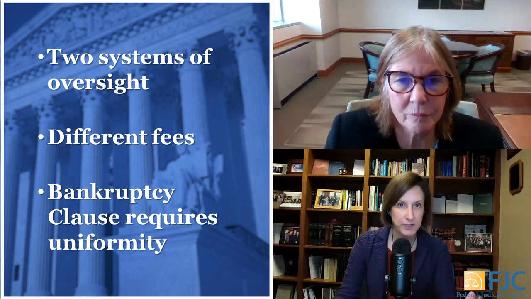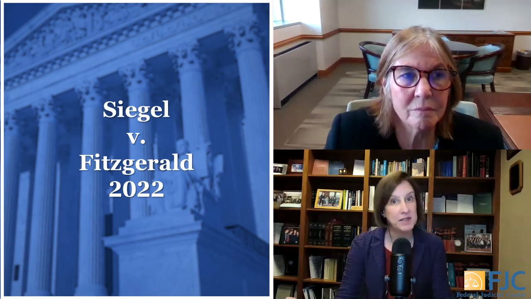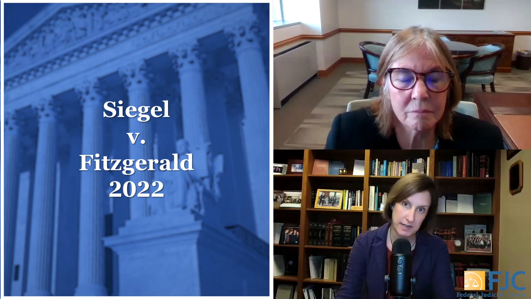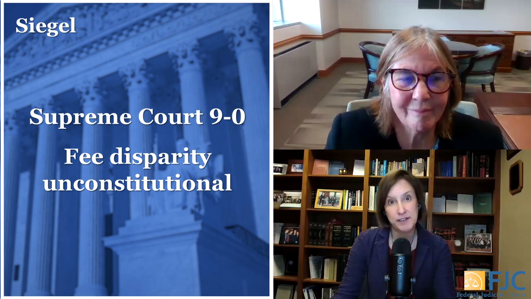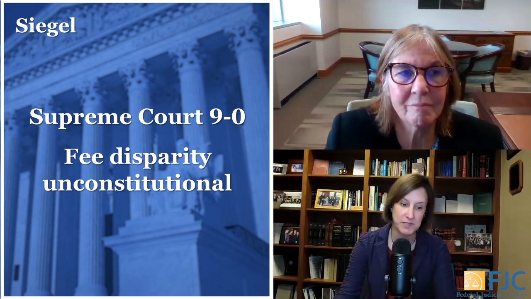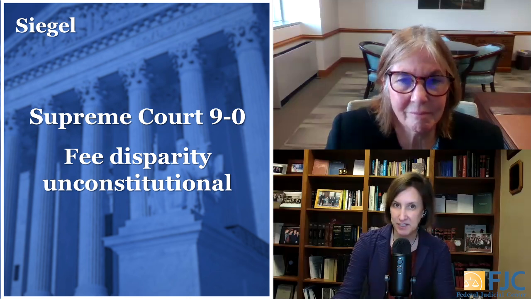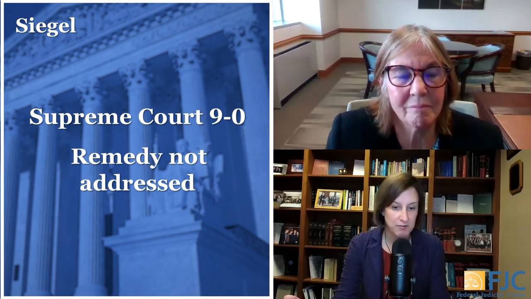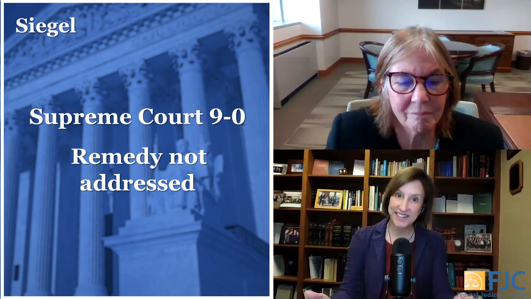This all flows out first from a prior Supreme Court decision from 2022, Siegel versus Fitzgerald, where a company challenged having to pay higher fees in a U.S. trustee district relative to those few districts in Alabama and North Carolina. And unanimously, the Supreme Court held that the disparity of fees violated the uniformity element of the bankruptcy clause, and that the bankruptcy clause offers Congress some flexibility, but it couldn't be arbitrary when we were talking about similarly situated debtors in different geographical locations. So that raises the question, what is the remedy? So the Supreme Court didn't determine that remedy in that case, which is what leads us back to Hammons.